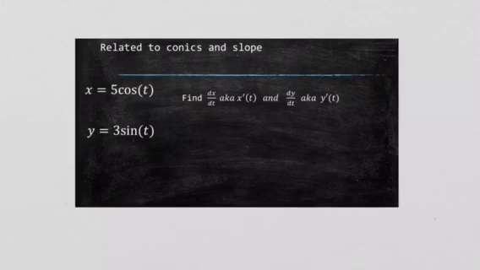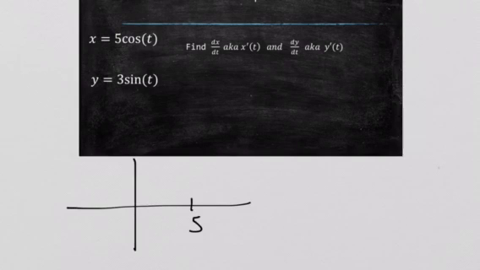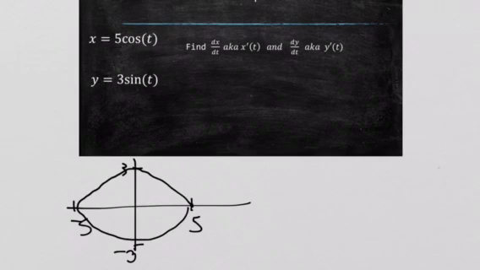So now we're going to move on to talking about ellipses. What I want you to do first is sketch x equals 5 cosine t, y equals 3 sine t. So try to do that by yourself first, and then I will show you. So we have x is going to go to 5 and negative 5, and y is going to go to 3 and negative 3. So then we can draw our ellipse. Okay, that's not bad. So here's our ellipse.